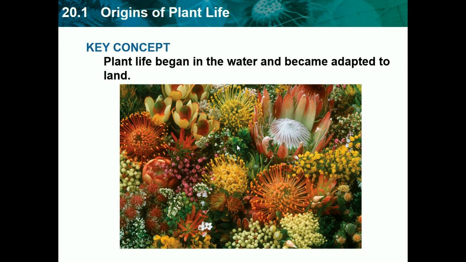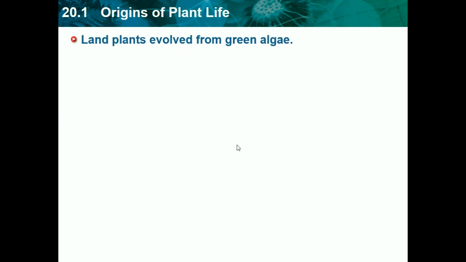So 20.1 is just origins of plant life. Our key concept is plant life began in the water and became adapted to land. As we know, everything evolves and everything changes over time, and at one point, Earth was basically all underwater. So it's saying plants started underwater and became land-oriented.